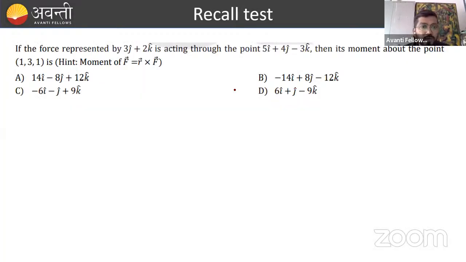Before that, a question related to the previous session, and let's see if we remember. The question is, if the force represented by 3 j cap plus 2 k cap is acting through the point 5 i cap plus 4 j cap minus 3 k cap, then its moment about the point 1 comma 3 comma 1 is.